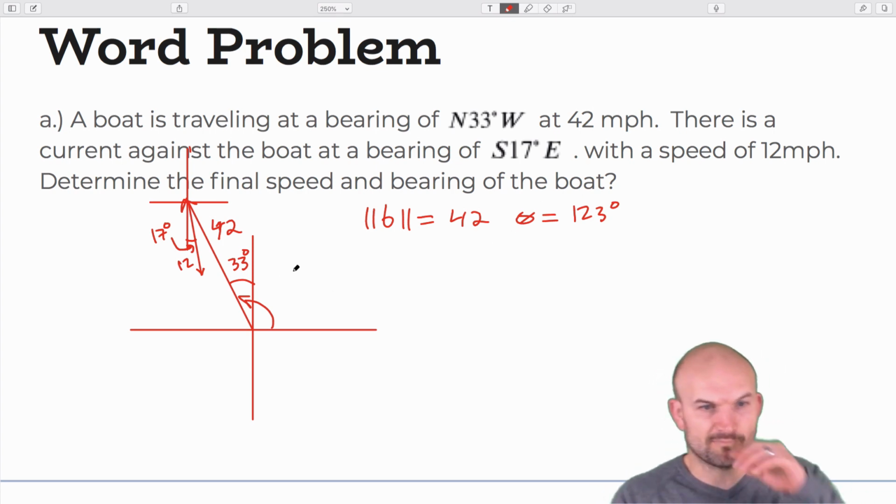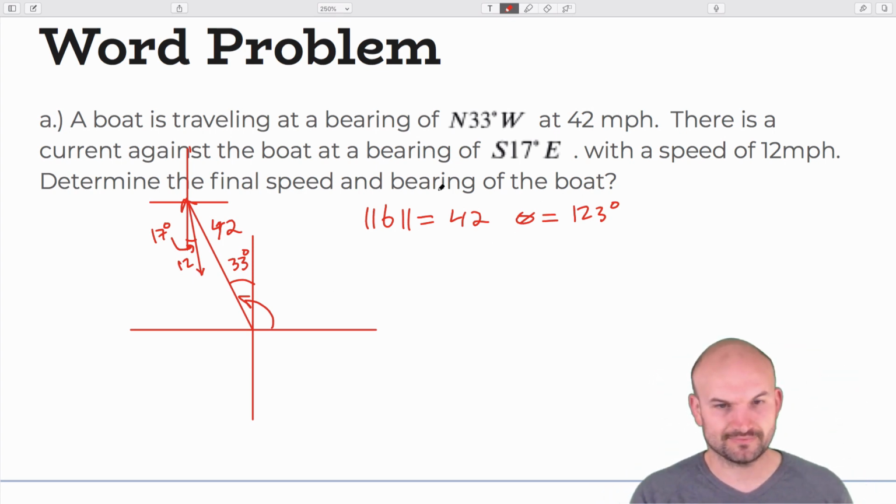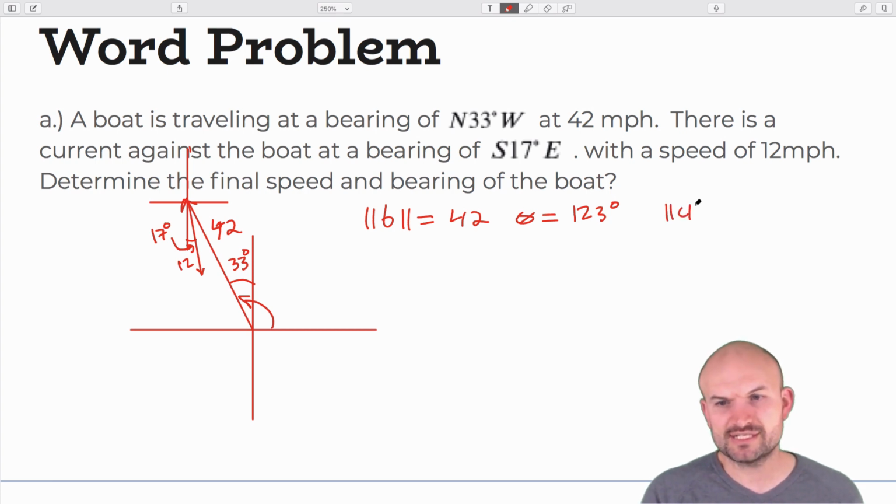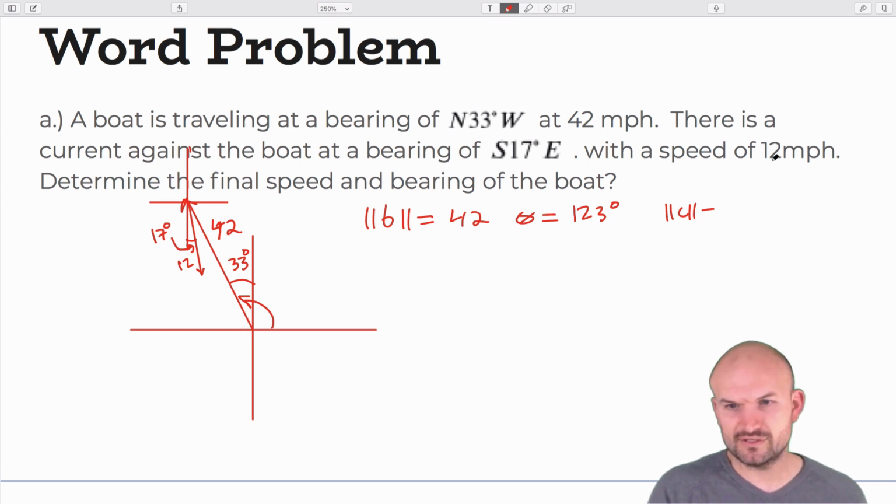All right, so from this picture, I can see where that's going. Now let's talk about the current. The magnitude of the current is the speed of the current, and that's going to be 12 miles per hour. That looks a little difficult to visualize, so let's space that out a little bit.